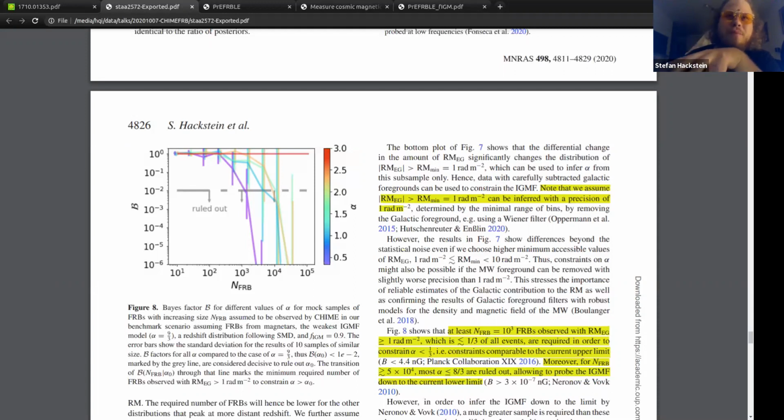too telling about the intergalactic magnetic field. We are far away from thousands here, so they do not tell us anything about the intergalactic magnetic field. Yeah, sorry, I wasn't clear in my question.